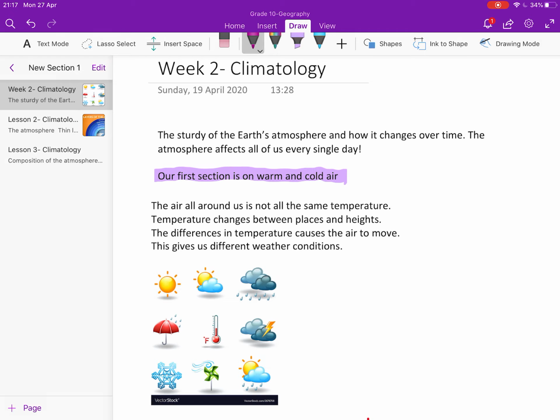So for week 2 we are going to introduce our new section, which is called Climatology. Climatology is a very extensive section. It goes from the basic to very complex things. So we're going to start with the basics today.